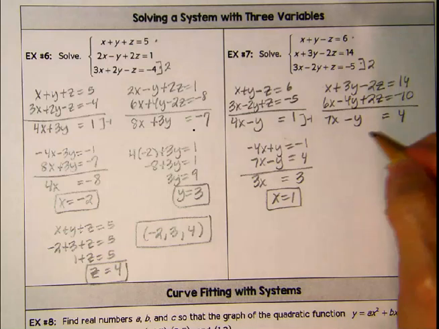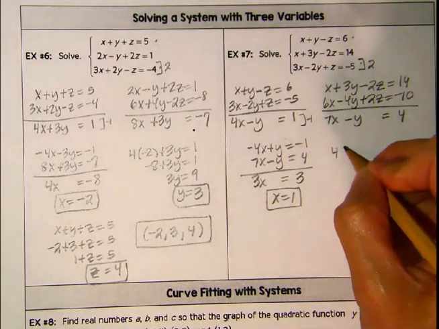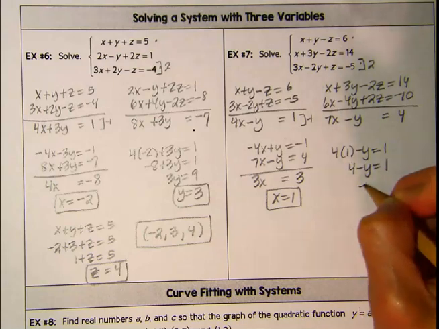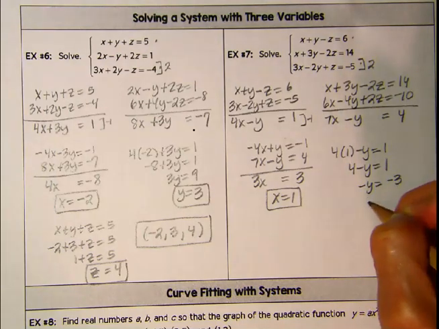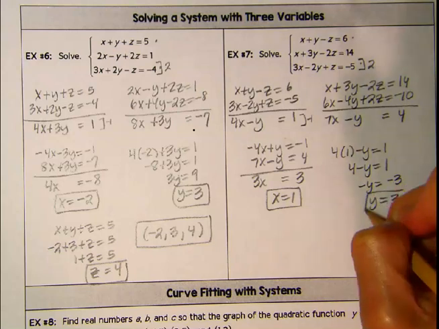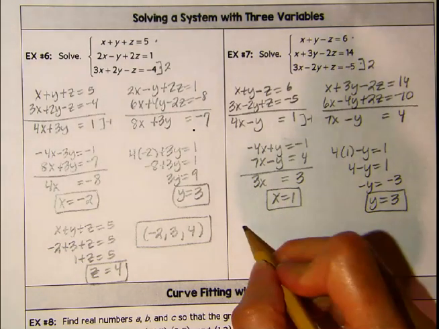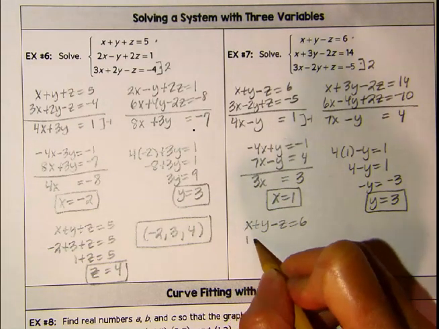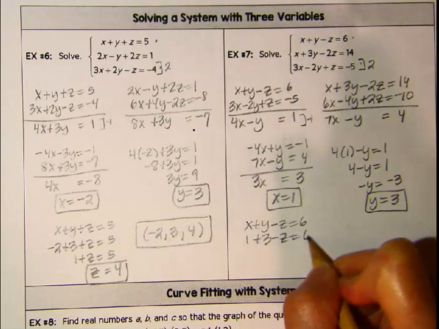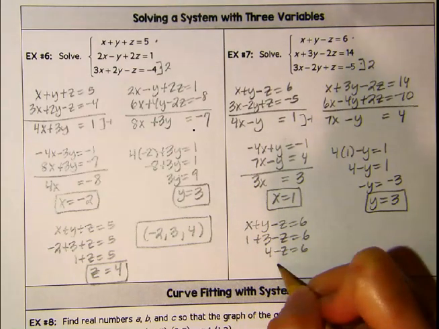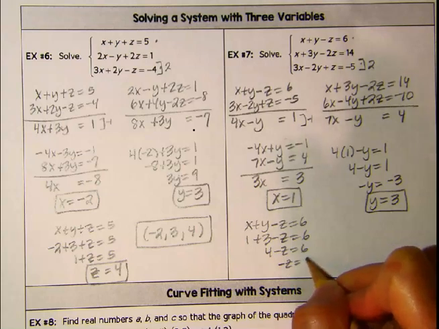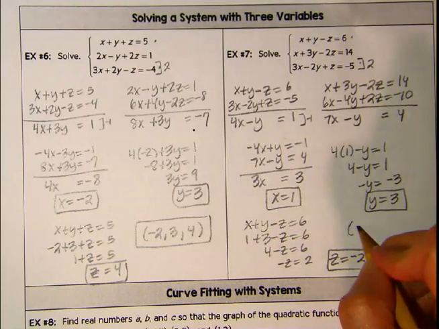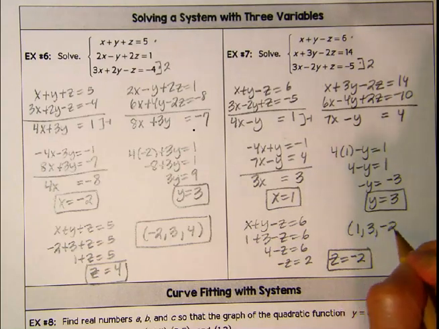So x is 1. Then I'm going to choose to plug it back into the one with the smallest numbers. And I got y is 3. And then let's see, I'm going to go with the top one again because it looks to be the easiest. I got z is negative 2. So that would be 1, 3, negative 2.